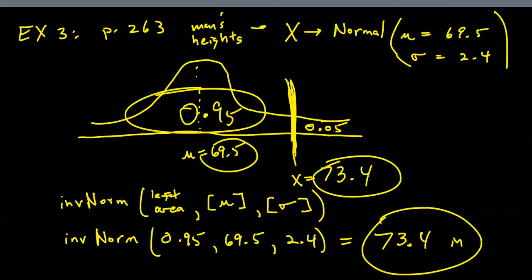73.4, that's 6 feet 1.4 inches. Right, so all men that height or under will be able to stand in this cabin without hitting their heads. I think that's the idea.